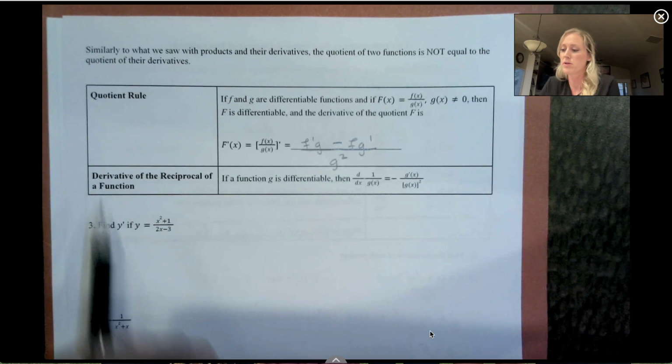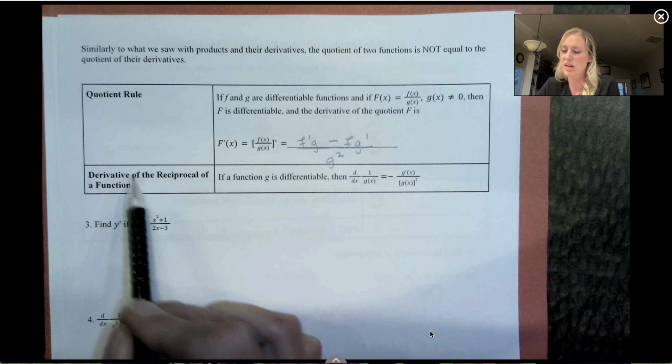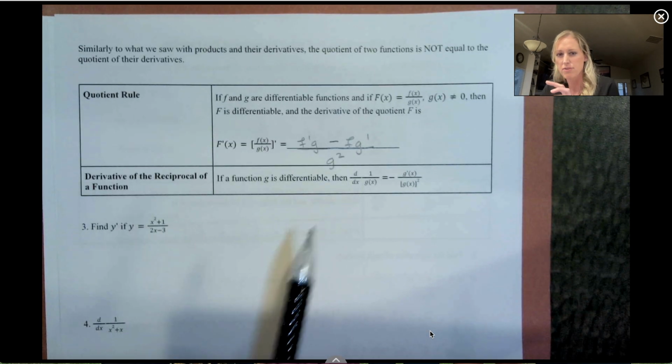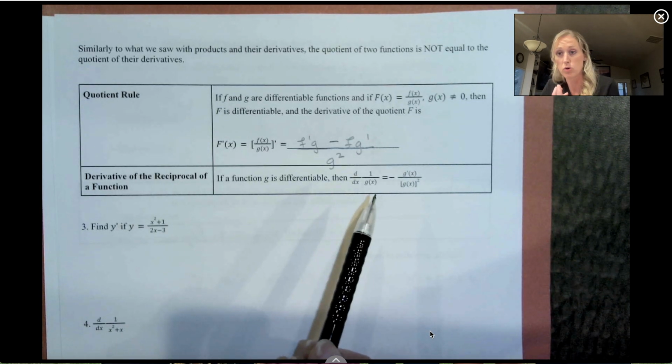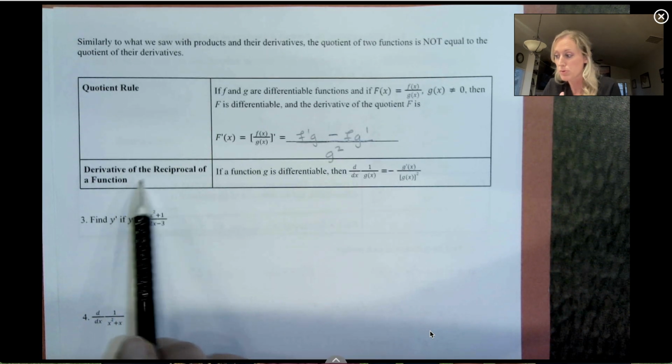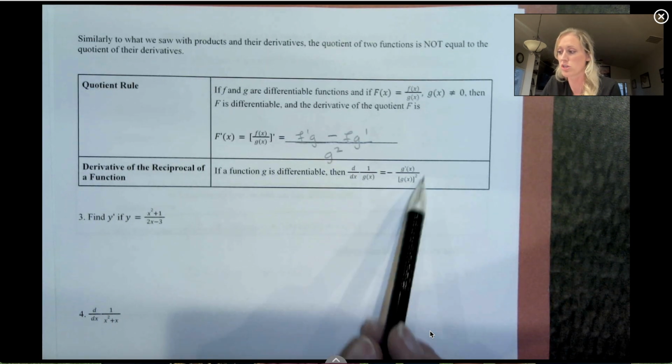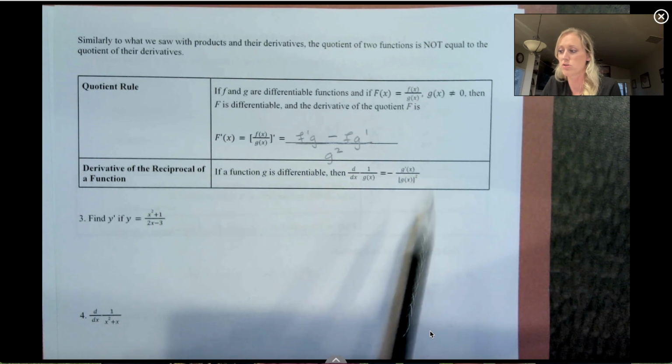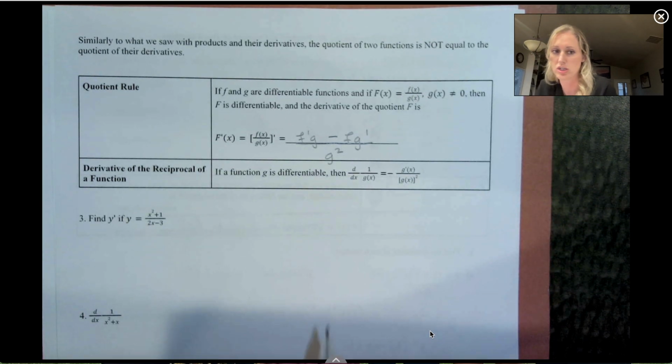Here's an additional piece that goes with division: if we have a function g and we know it's differentiable, the derivative of its reciprocal, 1 over g, is this: negative g prime of x over g squared.